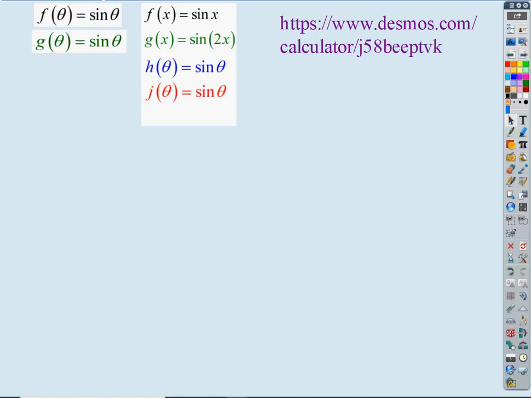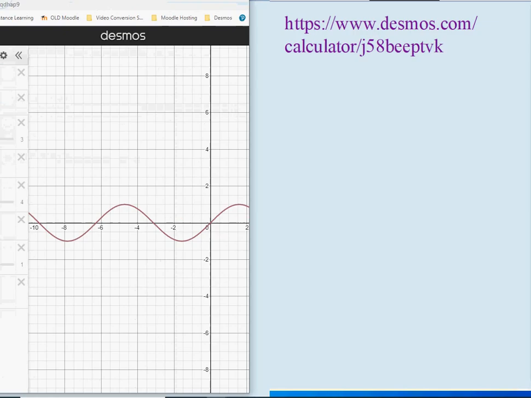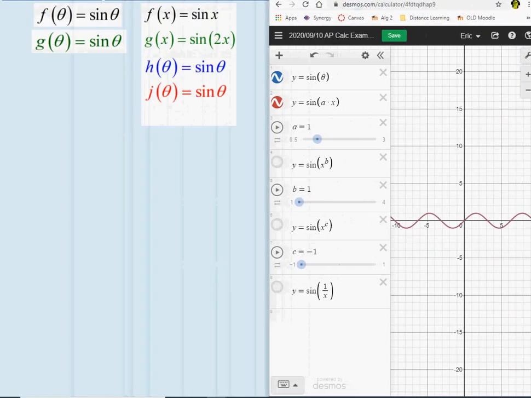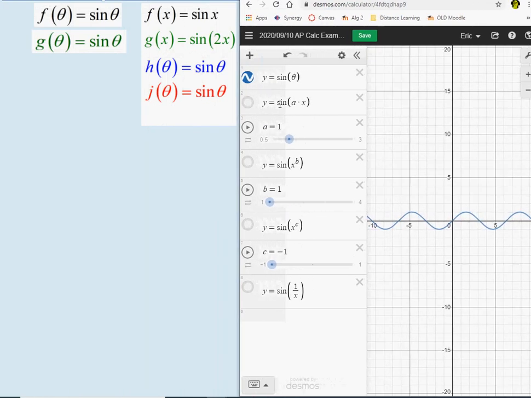Oh, you guys can't see that. Whoops, hang on. Let me go back a step, right? Here's this fancy Desmos tool I created yesterday. So there's y equals sine theta. Big deal. We all know what a sine function looks like. If I'm going to let y equal sine of a times x, well, if I let a equal 1, that's the same thing as sine x. So the red graph sits exactly on top of the blue graph, okay?